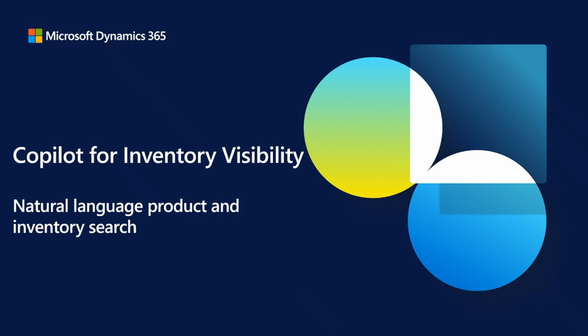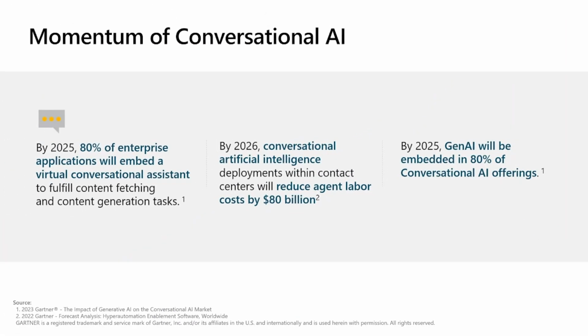So we will go to the second part of the session. We will call it Copilot for Inventory Visibility. This is the natural language functionality, so users can use natural language to do product or inventory search in the Copilot in Inventory Visibility. For the Copilot, I think the audience is pretty familiar with this word.